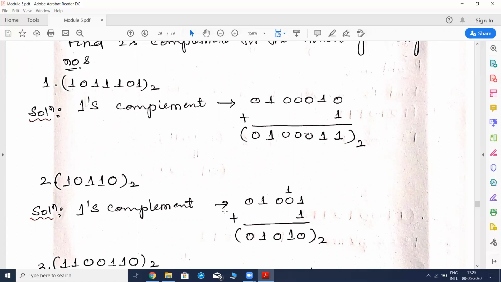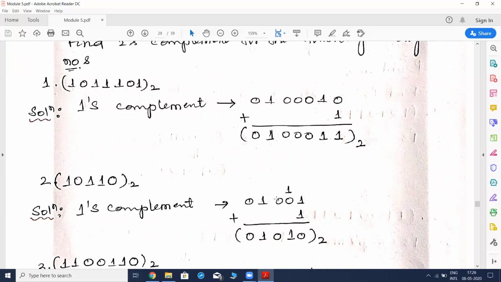Okay, so we have written the 1's complement, and in order to find the 2's complement, what we need to do is add 1 to it. So 1 plus 1, how will you write? Sum is 0, carry is 1. Here again, 1 plus 0 is sum 1, carry is 0. That is how we are supposed to perform the addition.